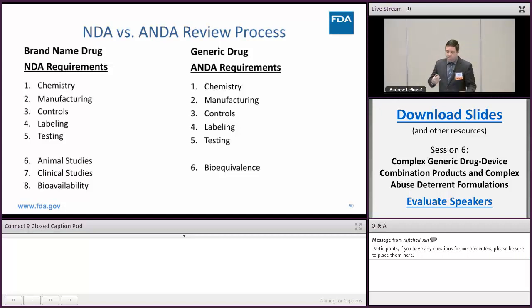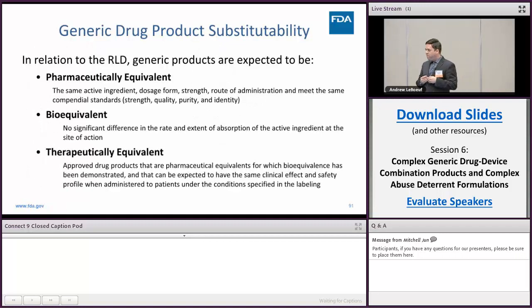These fundamental aspects of the generic approval pathway, or the ANDA approval pathway, form the basic definitions that are key terms for us in terms of defining what we like to call therapeutic equivalence. So we'll start with pharmaceutical equivalence. Same active ingredient, dosage form, strength, route of administration, very much things that I had just covered on the previous slide. The generic must also be bioequivalent.